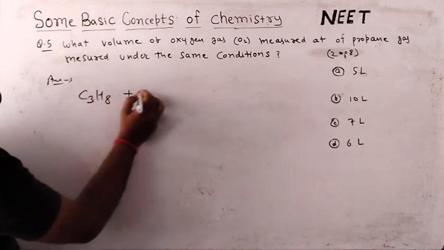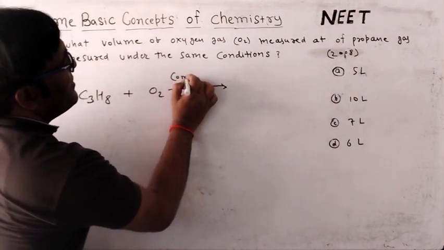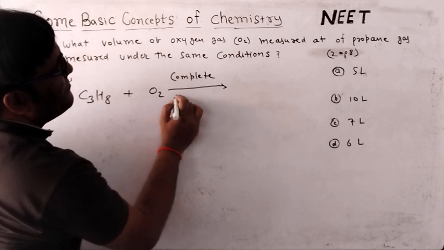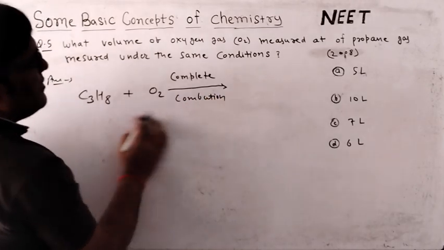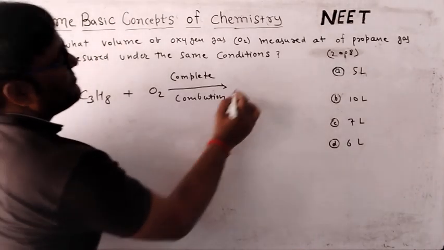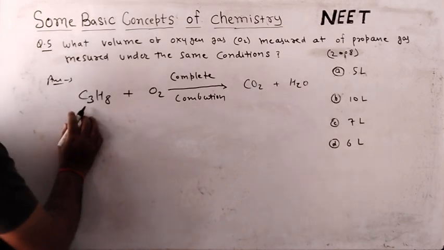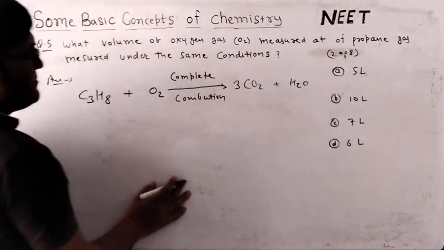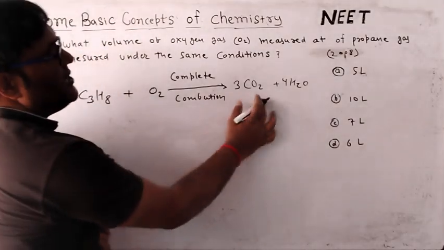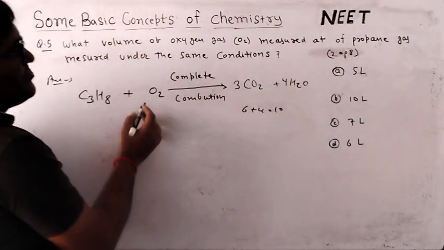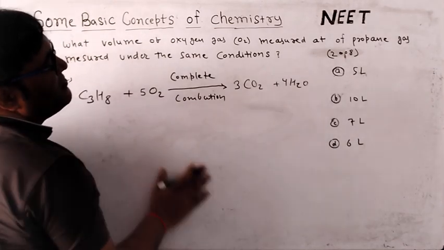Now, the formula of propane is C3H8, and propane reacts with O2 in complete combustion. After complete combustion of propane, CO2 and H2O are produced. Okay. Now carbon is balanced by 3, hydrogen 4 to 8, and oxygen 3 into 2 is 6 plus 4 is 10, so by 5 into 2 is 10, oxygen is also balanced.